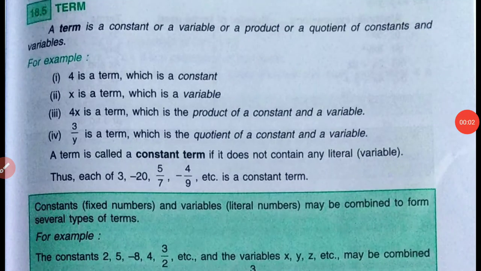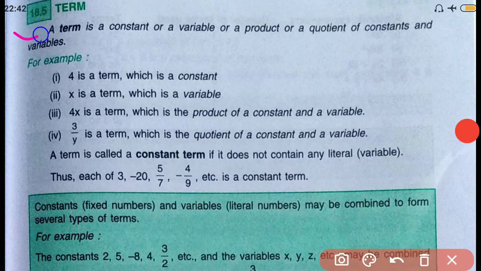This video is for class 6 mathematics, and in this video we are learning about terms from the chapter Fundamental Concepts of Algebra. A term may be a constant, a variable, a product, or a quotient of constants and variables. So let me try to explain this.